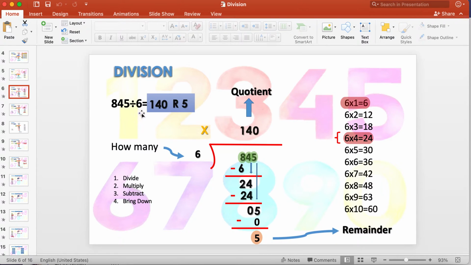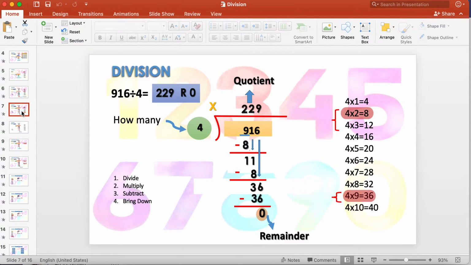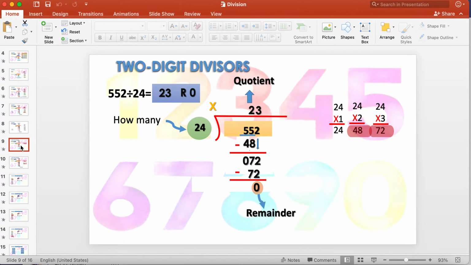We learned how to do it with a one-digit divisor, and we saw many examples. We also learned what happens when we have two-digit divisors. In this case, we have to estimate our division and see if the answer was correct by doing a multiplication.